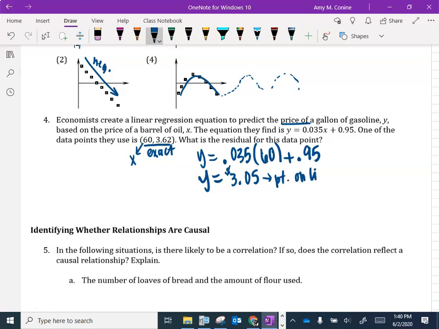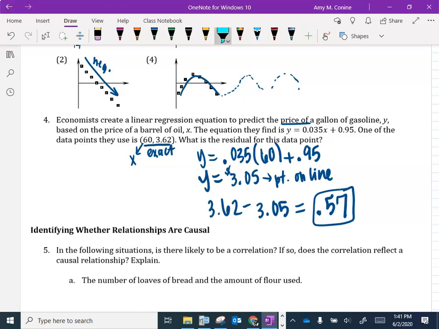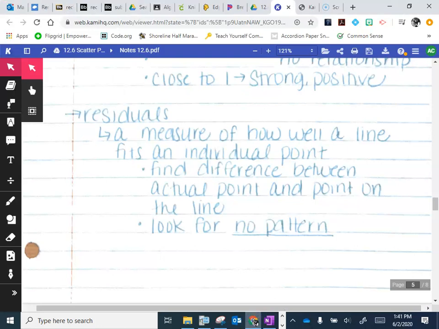on your line. So remember, the whole point is to figure out for a residual how well the line fits. So we're going to take the $3.62 and we're going to subtract the $3.05, and we should get 57 cents here. So it's pretty close. It's not exact, obviously, but the line is pretty close. So whenever you're trying to find the residual with a word problem like this, remember, you are trying to find the measure of how well that line fits, okay?